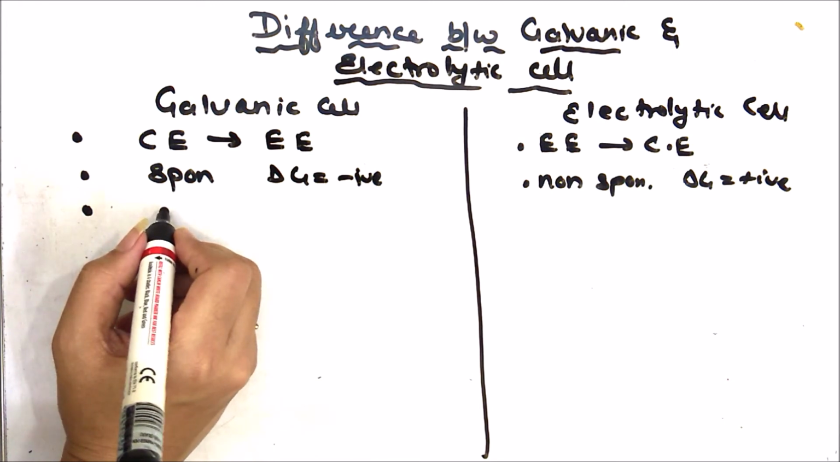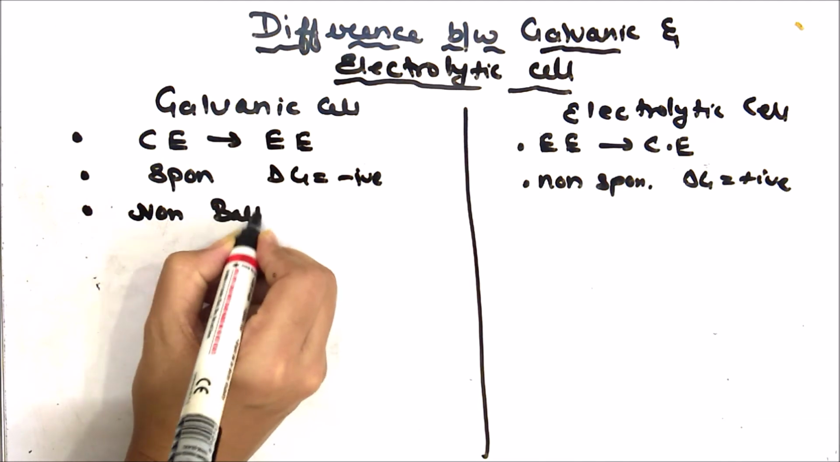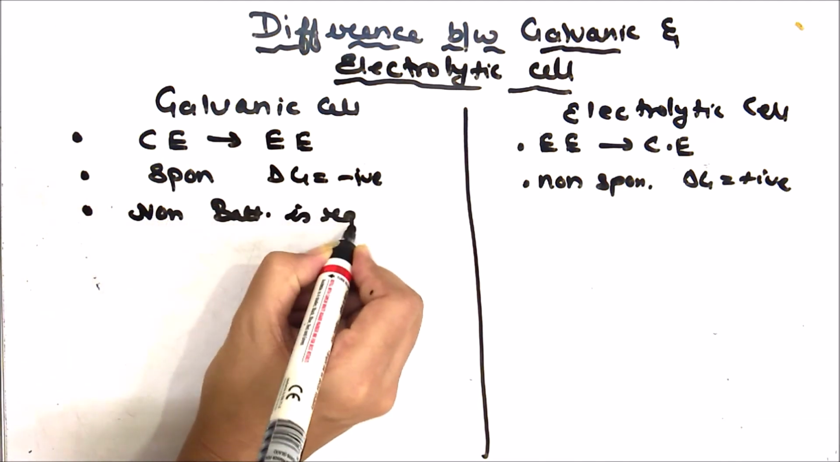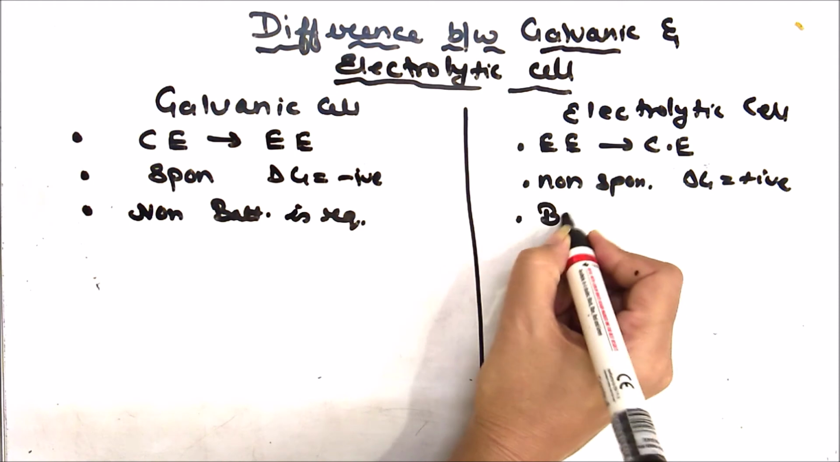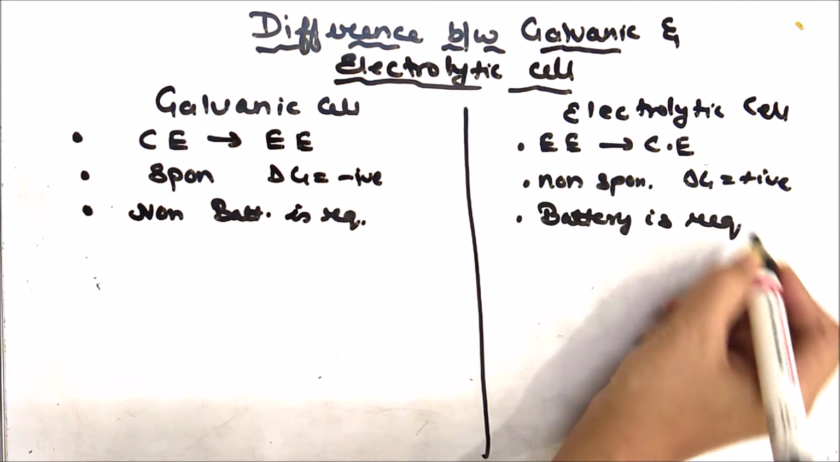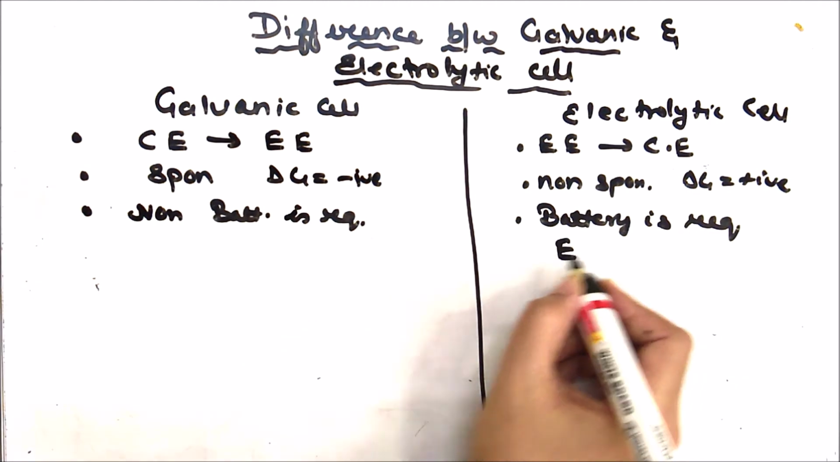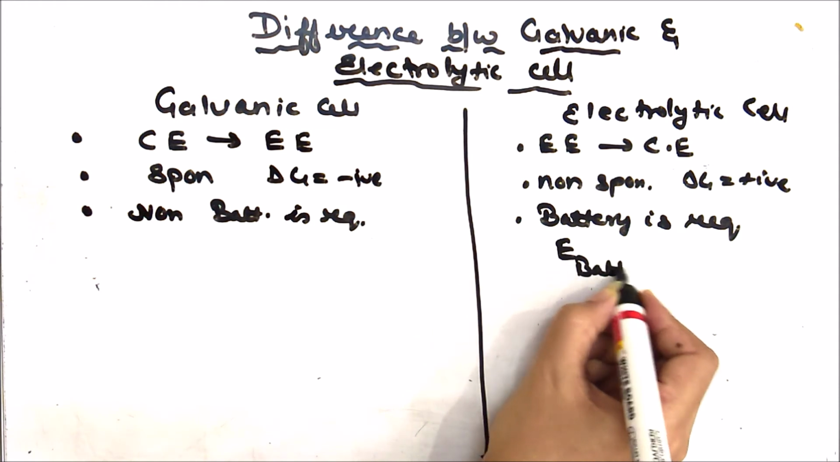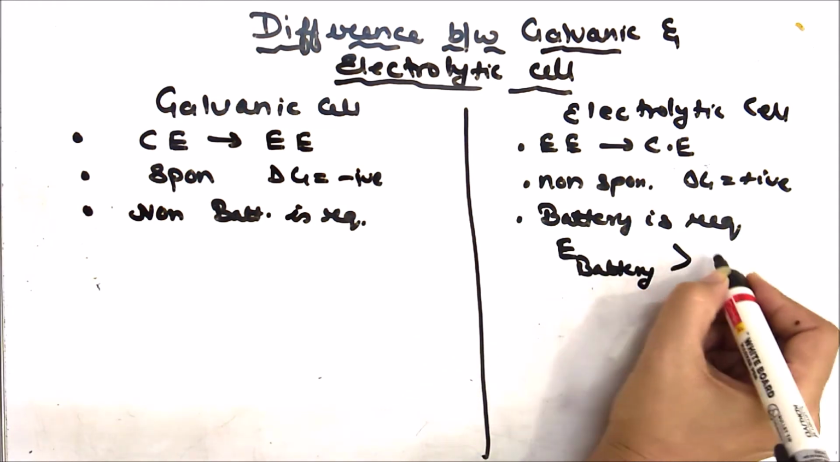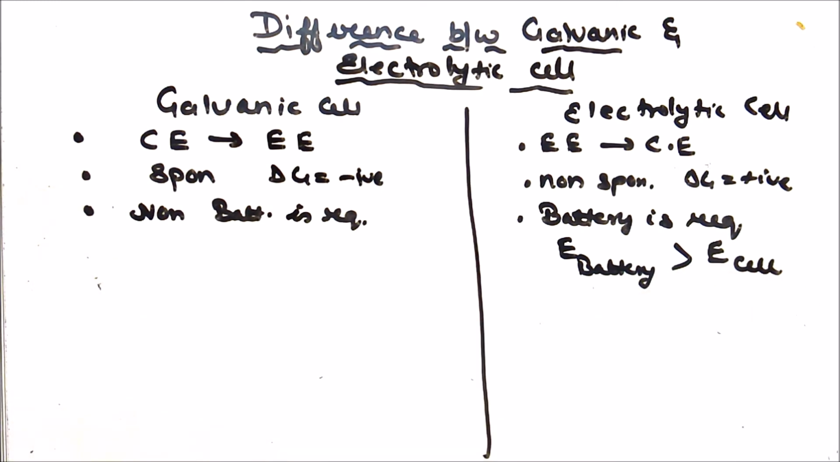Here the reaction takes place by its own, so no battery is required. In this, no battery is required, but in this, battery is required, and that also, the potential of battery is more than the E of cell.